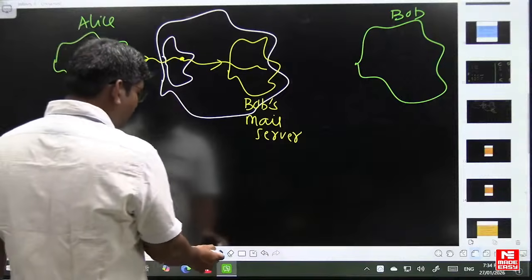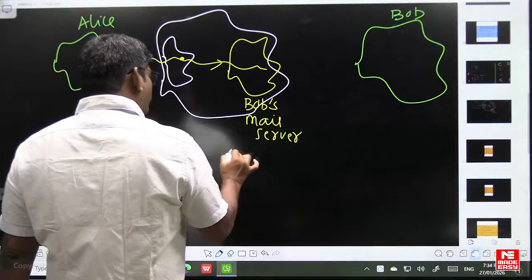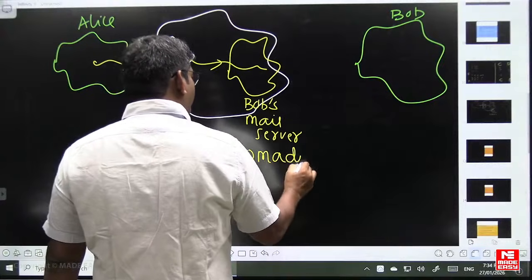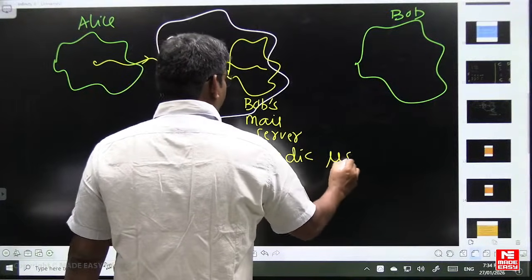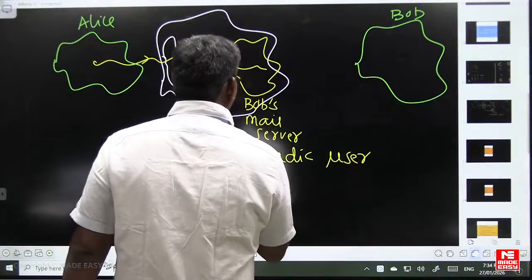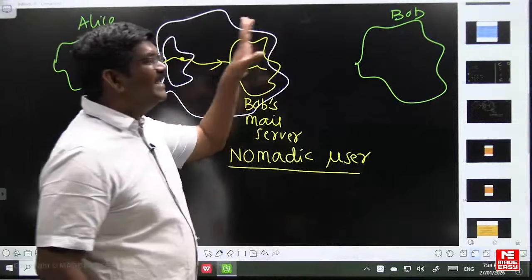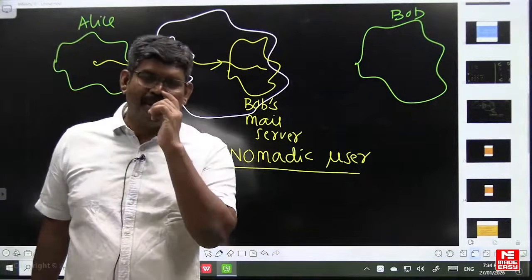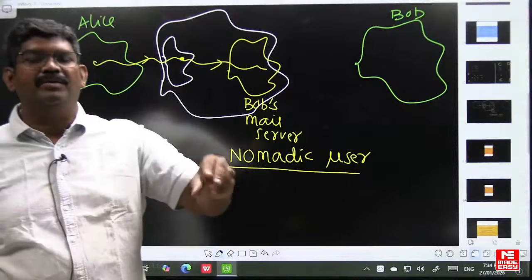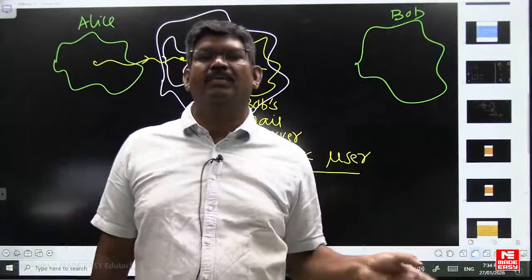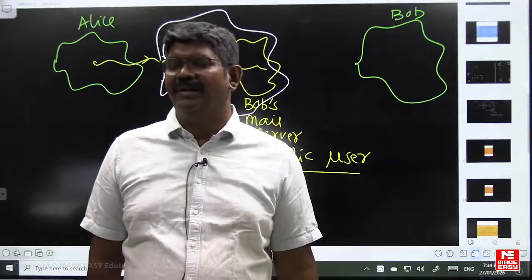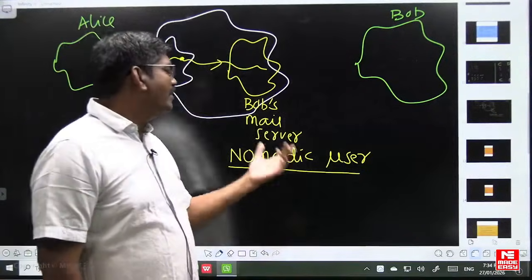To explain that, first of all you should know one word, the nomadic user. If you understand the word nomadic user, then you can identify the POP3 drawback. This is one more question they can ask you: for a nomadic user, is the POP3 protocol going to work or fail? It is going to fail. Why? First of all, what is a nomadic user?